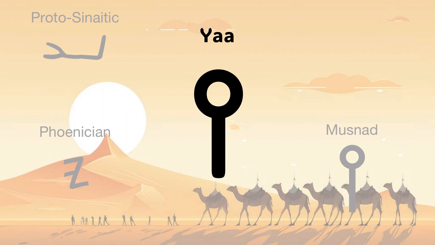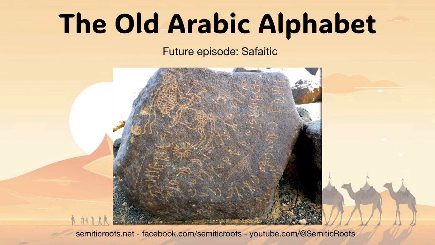So that wraps up this first part of the Old Arabic alphabet series. Next we will be looking at the Safaitic alphabet, the main alphabet used for Old Arabic inscriptions.